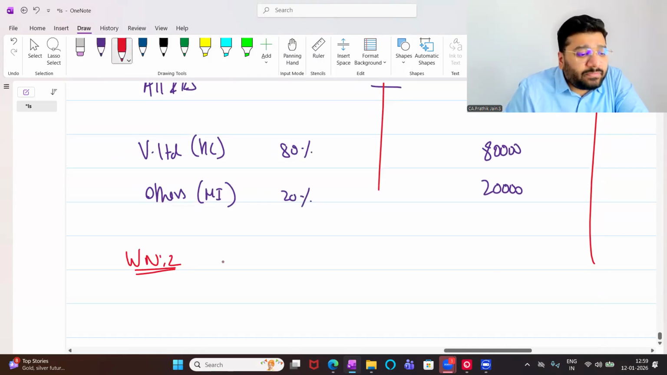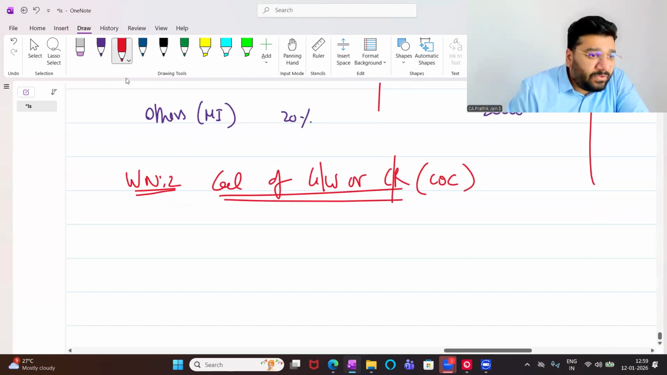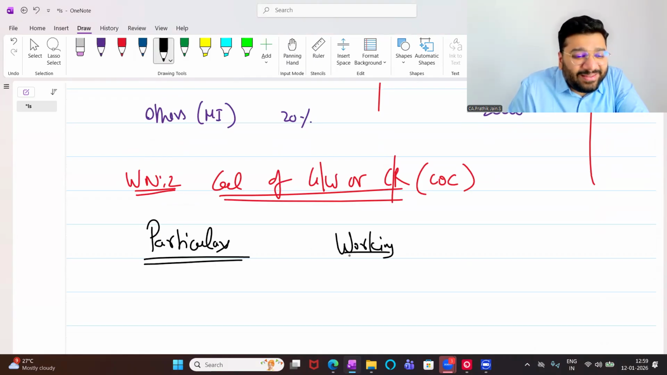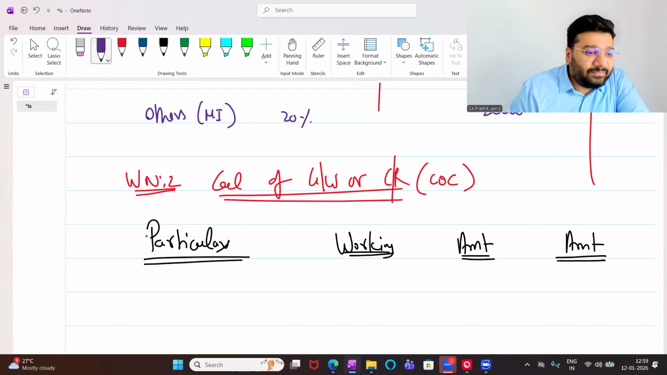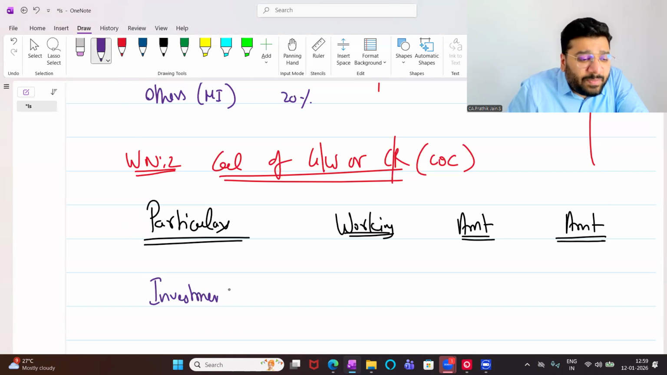Working note, I forgot what it is. Calculation of goodwill or capital reserve, which is also called cost of control. COC, cost of control. Format is? Very good. Nicely bifurcated. Particulars, working, amount inner column, amount outer column. First item, investment. The cost of acquisition is how much? 3,20,000 in the outer column. Okay.